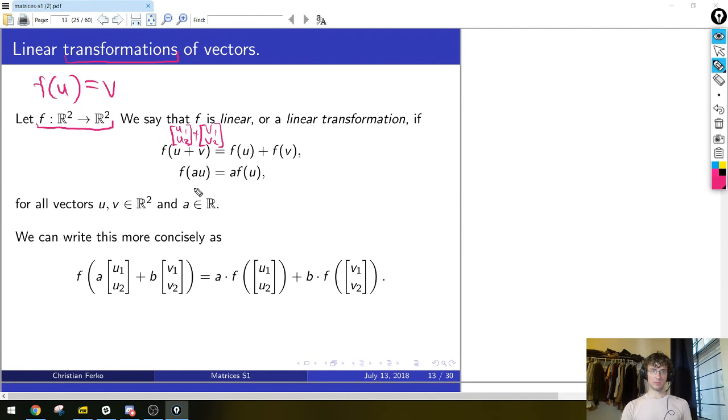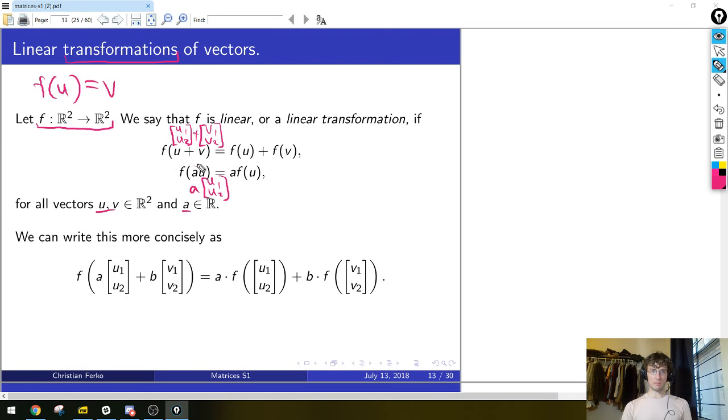Similarly, now f applied to a number a times a vector. Again, this is scalar multiplication, which means a times the vector (u1, u2), which, as we've seen, just means multiply each component. That must be the same as a times f applied to the vector u. So same definition as before, but now every input is a vector, u and v. And this must be true for all vectors u and v and a number a. So a is a scalar, by the way. a is not a vector.